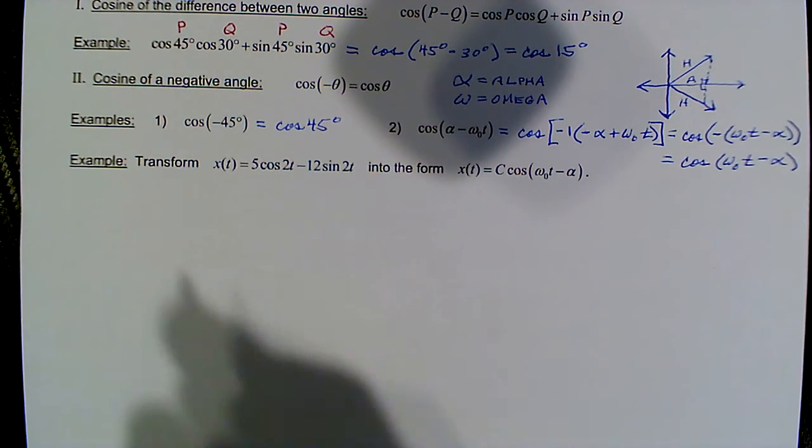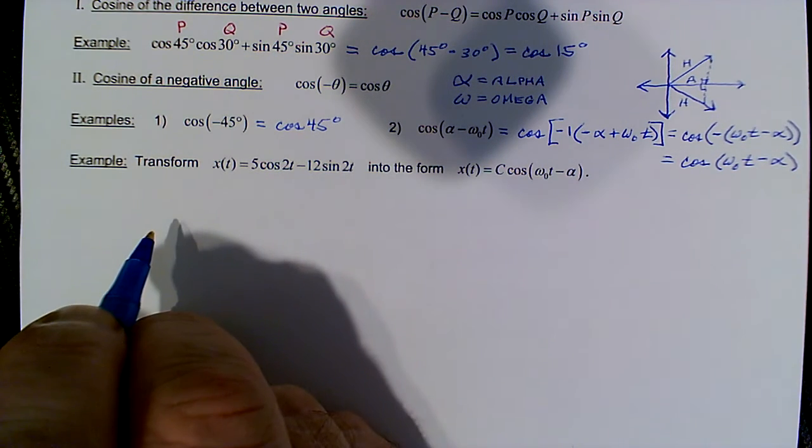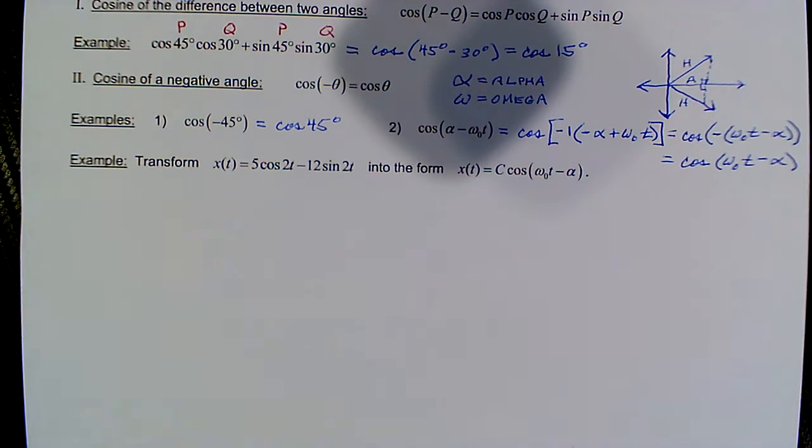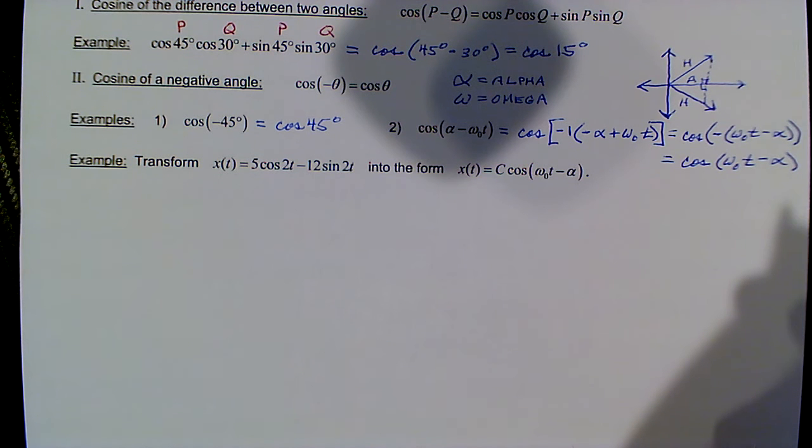We're going to be transforming a function, x of t, so x is given as a function of t, into this special form of c cosine of omega sub 0 t minus alpha. And the significance of that will become apparent when we start talking about the theory behind mechanical vibrations.